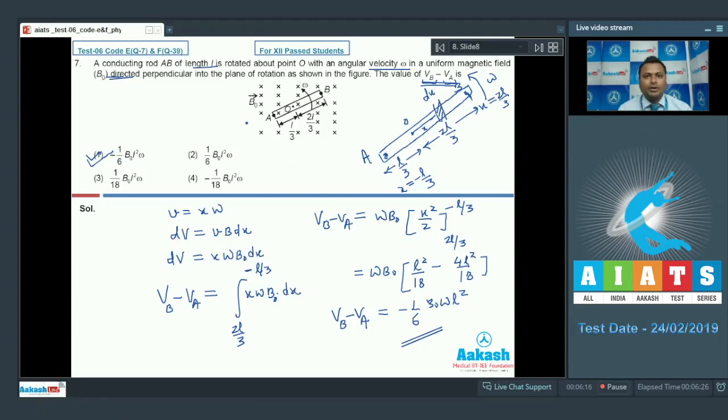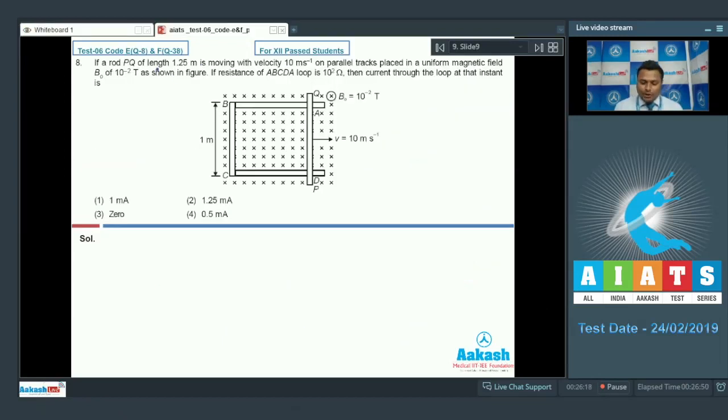So we will go with option number 1. Now let us proceed to the next question, that is question number 8. A rod PQ of length 1.25 meter is moving with velocity 10 meter per second on a parallel track placed in a uniform magnetic field B naught of 10 to the power minus 2 Tesla as shown in figure. If the total resistance of ABCDA loop is 10 square ohm, then find out the current through the loop at that instant. Now, this is an example of motional EMF.